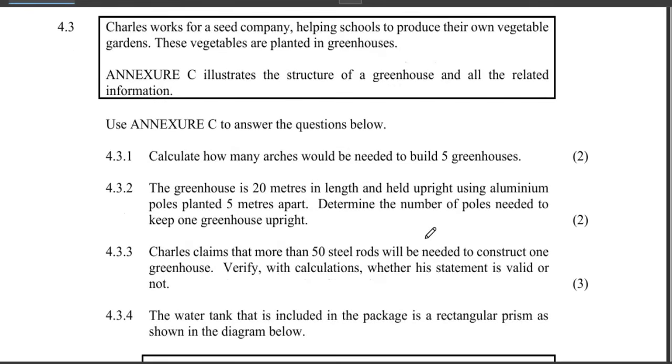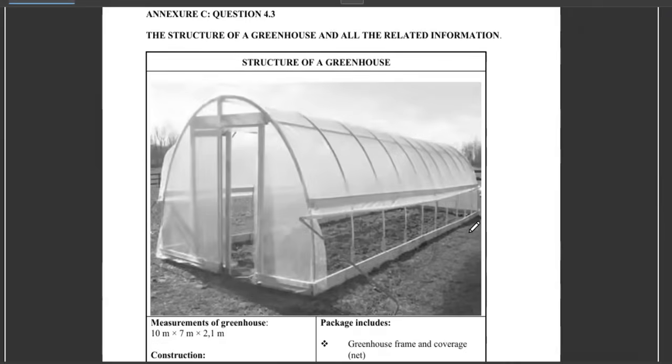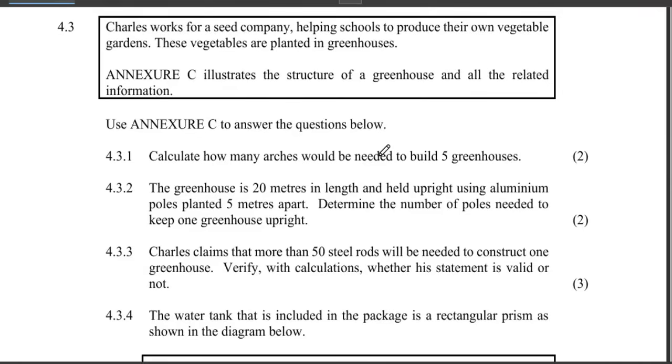4.3. Charles works for a seed company, helping the school to produce their own vegetable garden. These vegetables are planted in greenhouses. Annexure C, let's go to annexure C. This is how it will look like. Annexure C illustrates the structure of a greenhouse and all the related information. Use annexure C to answer the questions that follow.